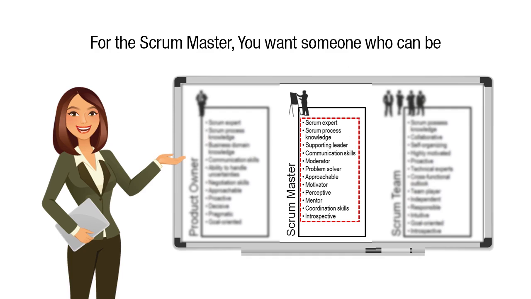For the Scrum Master, you want someone who can be a Scrum expert, supporting leaders, a moderator, and a problem solver, someone who's approachable, a motivator, someone who's perceptive, someone who can act as a mentor, someone with great coordination skills, and someone who's introspective.